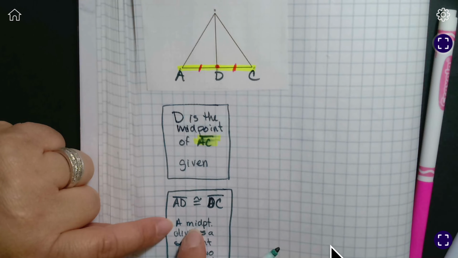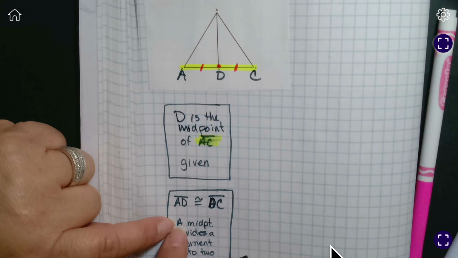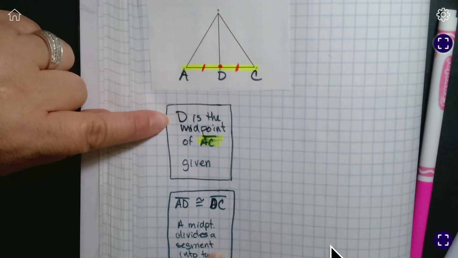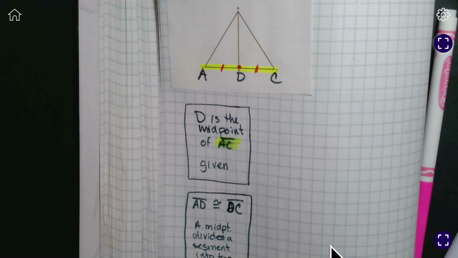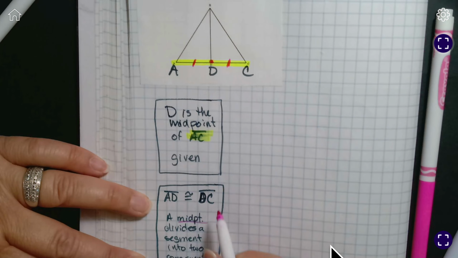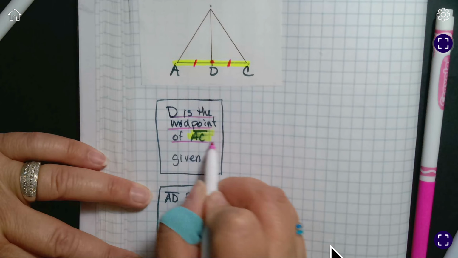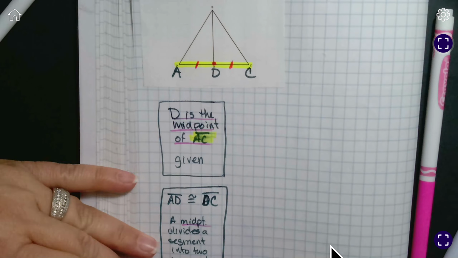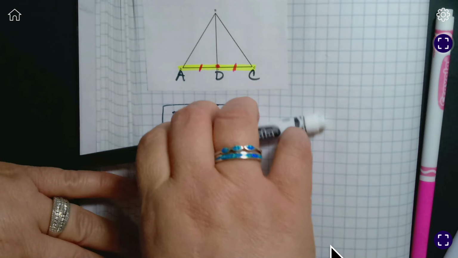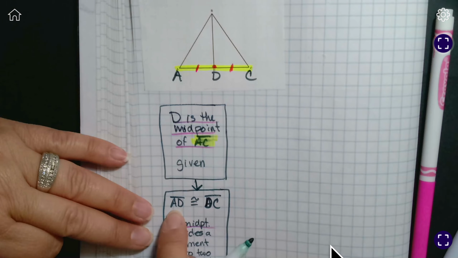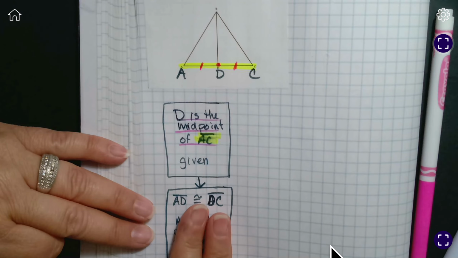And if it has midpoint, you look. Do you have midpoint up there? If this says midpoint, just check, make sure. If this says midpoint, you better have midpoint up here. And we're good. We now have one congruent segment. That's good enough right there.